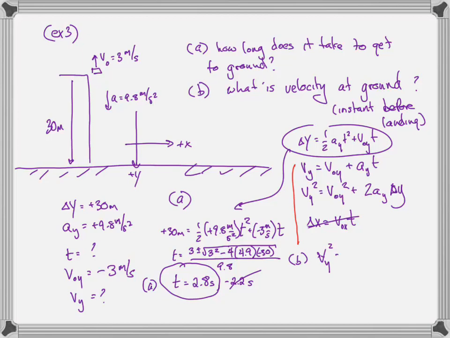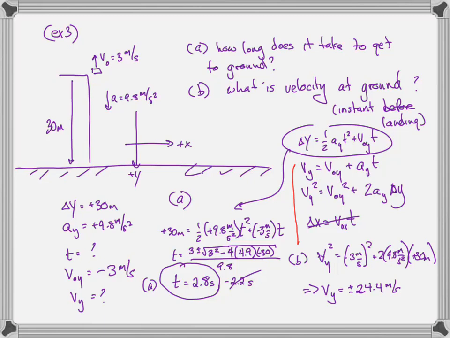So Vy squared is equal to V0y squared, 3 meters per second, minus 3 meters per second quantity squared, plus 2 times 9.8 meters per second squared times delta y, plus 30 meters. Make sure your units all turn out, which indeed they do turn out to be meters per second once we take the square root. And so Vy is equal to, do the math, and don't forget there are 2 possible answers. Vy is plus or minus 24.4 meters per second.